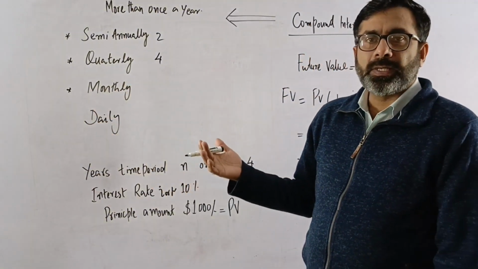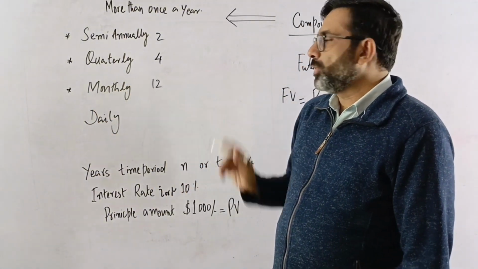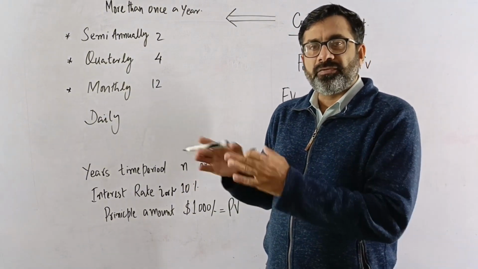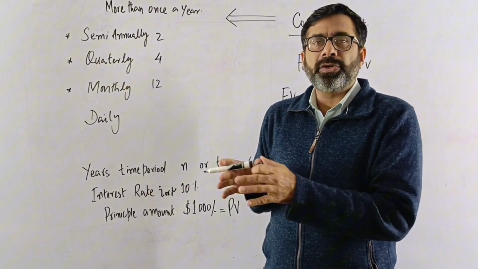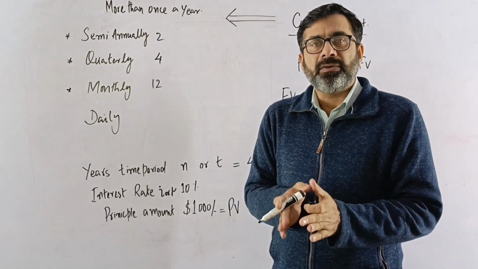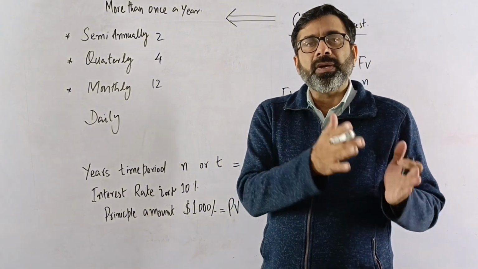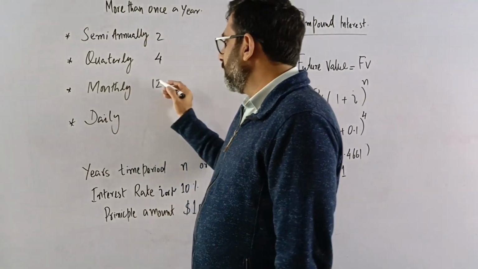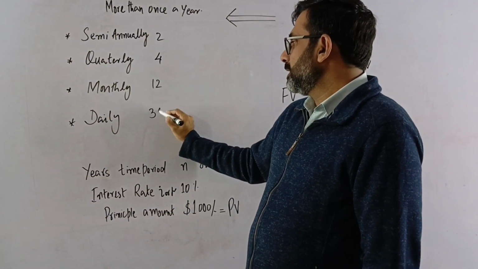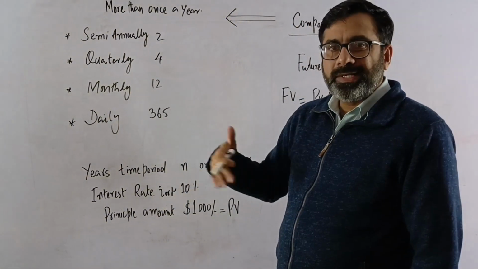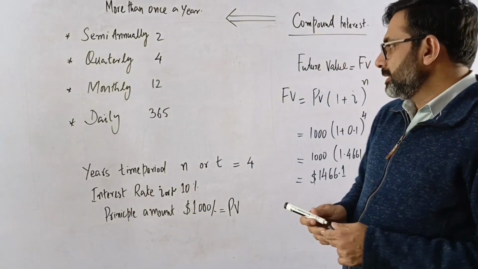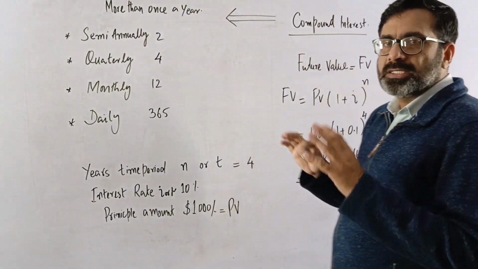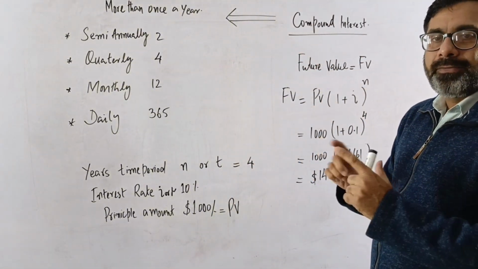Sometimes it is even possible that they compound monthly: you invest the money, you get the return after 1 month, and the original amount plus your return is reinvested at the end of the first month. So after every month they calculate the compound interest. Or it may be 360 or 365, where they compound the interest on a daily basis. Now the formula will be the same, there will be no change in the formula, but there will be a small alteration.